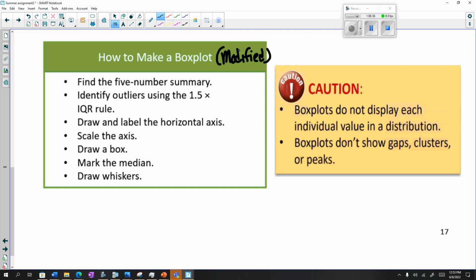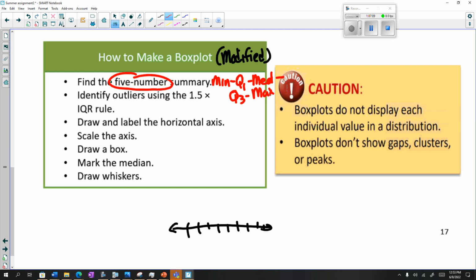So it says, first, find the 5-number summary. Again, in the calculator, we could do that using 1-Var Stats. Then find your outliers using your outlier formula. Then you're going to draw a horizontal axis, which is your x-axis. You're going to scale it out. Then you're going to create a box and whiskers. You're going to mark off your 5-number summary, which again is minimum, Q1, median, Q3, maximum. And then you're going to determine if you have any outliers. You're going to make your box and your whiskers from there.